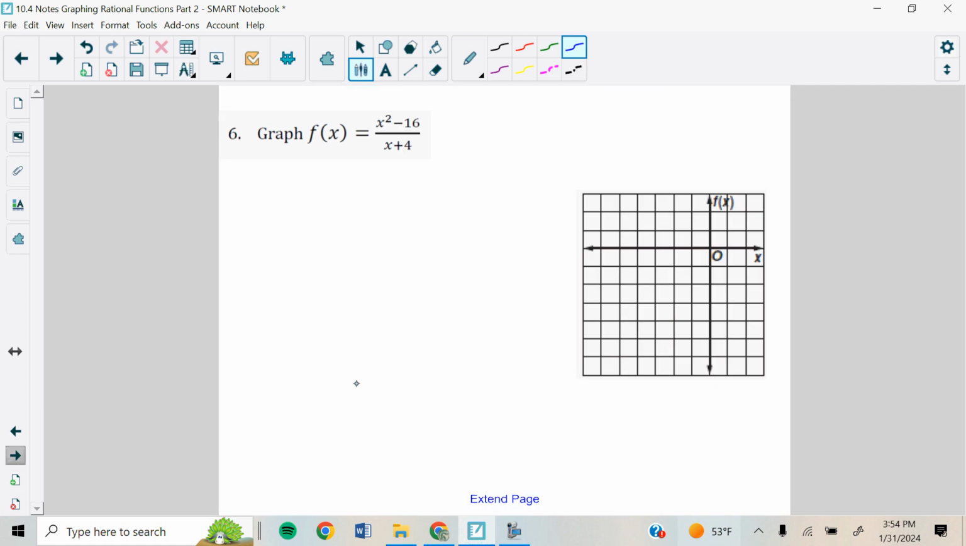All right, let's go ahead and go to problem 6. Okay, and so in problem 6, I have some simplifying and factoring I'm going to do. So I have x squared minus 16. So that's a difference of perfect squares I have to do.